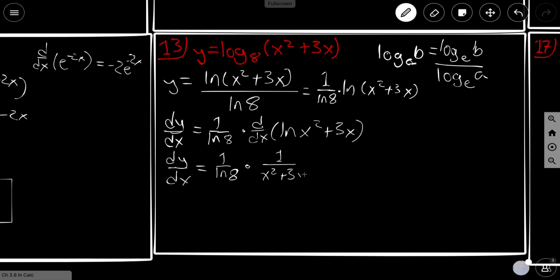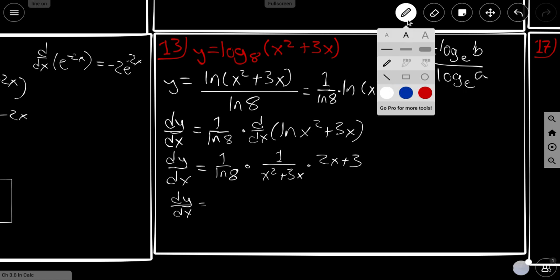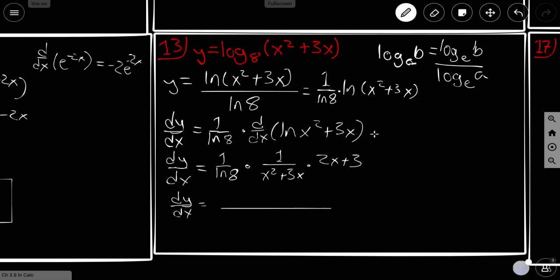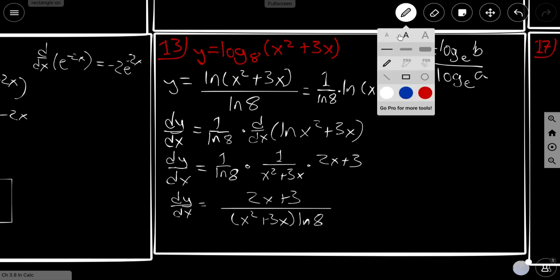And then the derivative of x squared plus 3x is 2x plus 3. Then our answer is going to be 2x plus 3 over x squared plus 3x, times ln 8. That right there is our final answer.